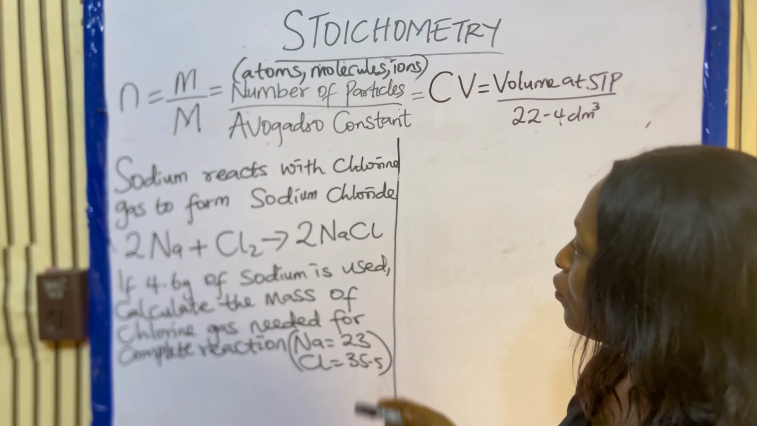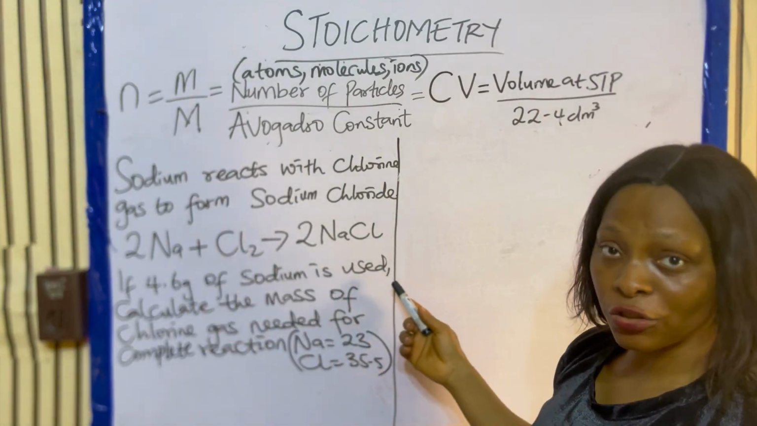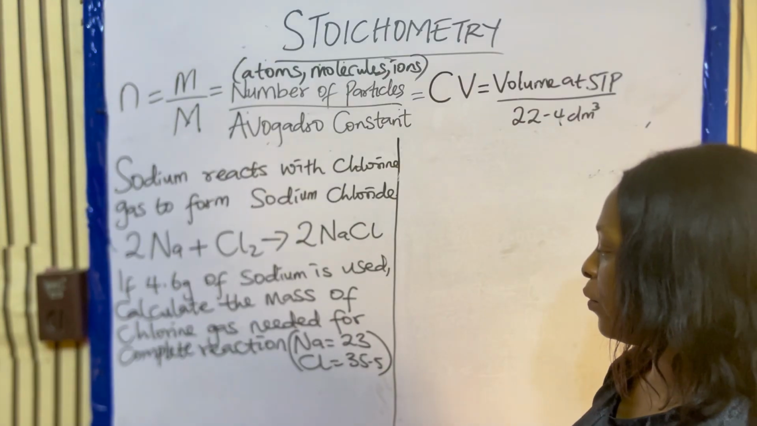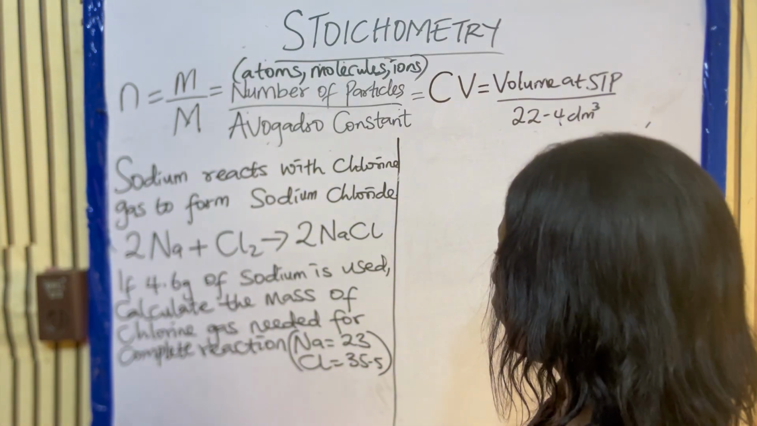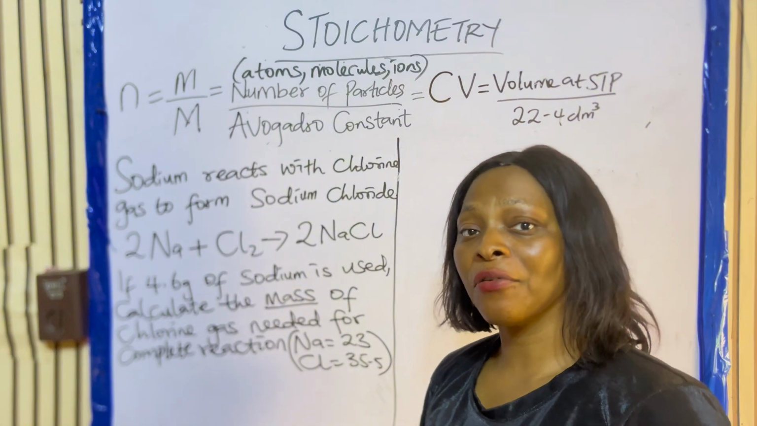Now the question says sodium reacts with chlorine gas to form sodium chloride according to this equation. If 4.6 grams of sodium is used, calculate the mass of chlorine gas needed for complete reaction. So what will be the mass of chlorine gas? We're looking for mass. Now what's the unit of mass? The unit of mass is gram.